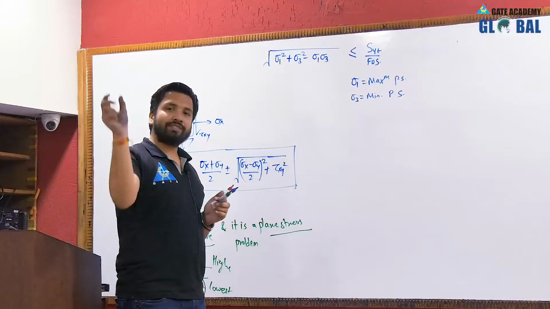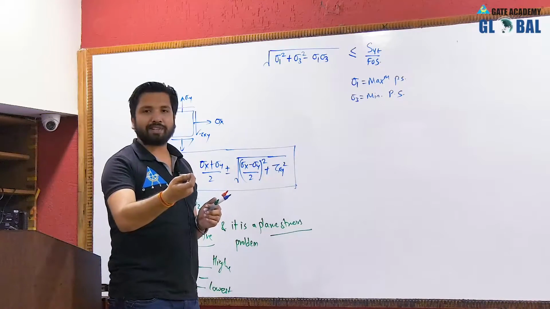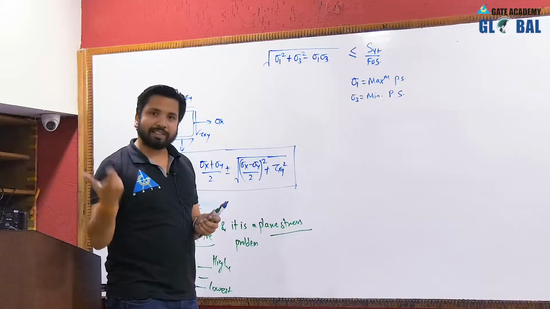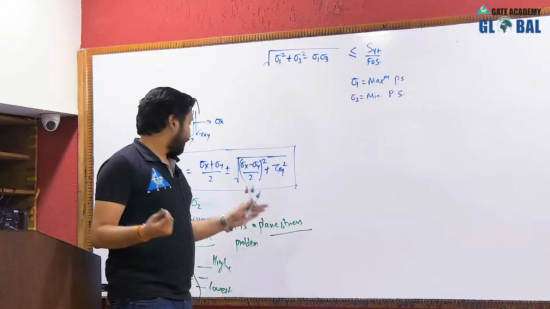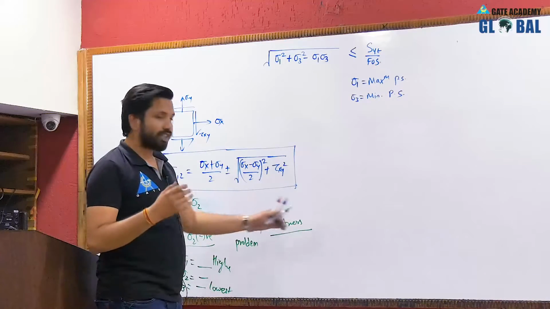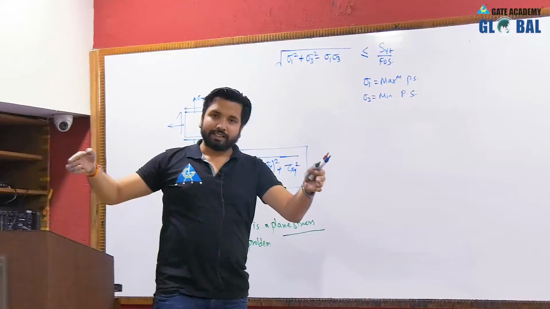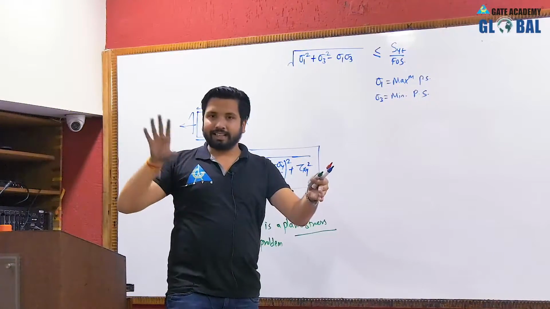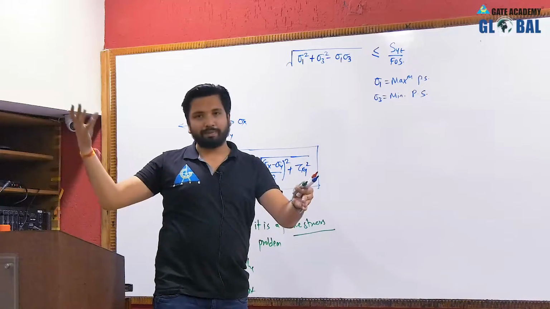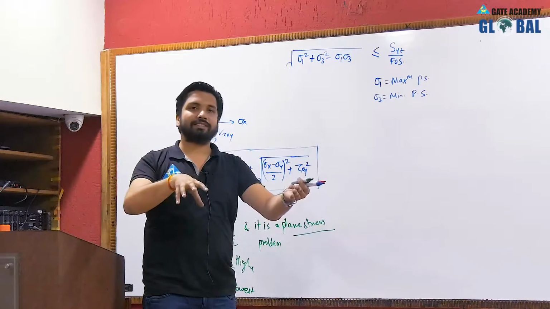Okay, if this equation is giving you two positive answers, then the third principal stress will be 0 in case of plane stress. If this is giving you two negative answers, sigma 1 is coming out to be negative and sigma 2 is also coming out to be negative, then what will happen? Then the third will be 0 for a plane stress problem. If this is giving you a positive value and a negative value, then in this case the maximum principal stress will be the positive value, the minimum will be the negative value, and the intermediate stress will be the 0 value.